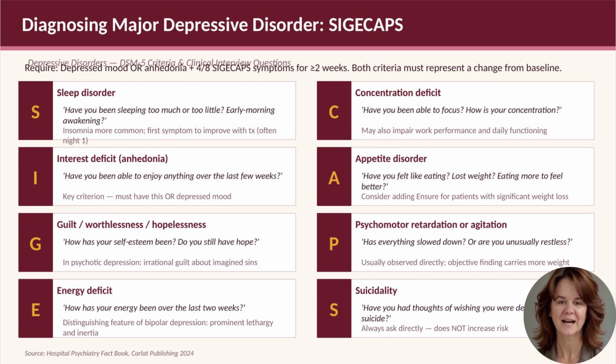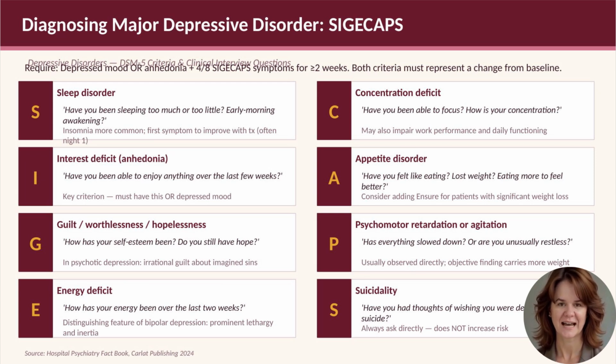Energy is assessed by, "How has your energy level been?" Concentration can be evaluated with, "Are you having trouble focusing, making decisions, or remembering things?" Appetite or weight changes are assessed by asking, "Have you noticed any changes in your appetite or weight?" Psychomotor changes may be observed or assessed with, "Do you feel slowed down or more restless than usual?"